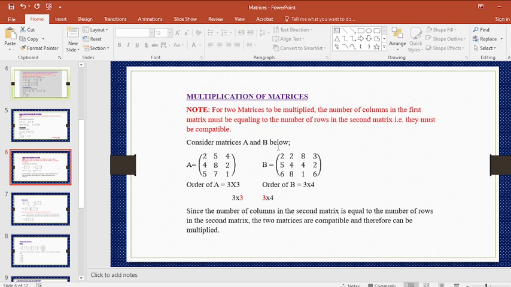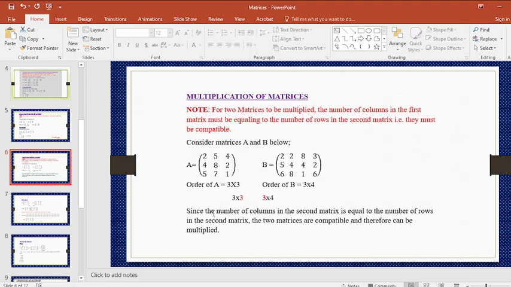What about B? Number of rows first, 1, 2, 3, which means that those are 3 rows. Then columns 1, 2, 3, and 4. So we have 3 by 4. That's why I put this in red. That being that these two, the number of columns in the first matrix is equal to the number of rows in the second matrix, so they are compatible, and therefore they can be multiplied.